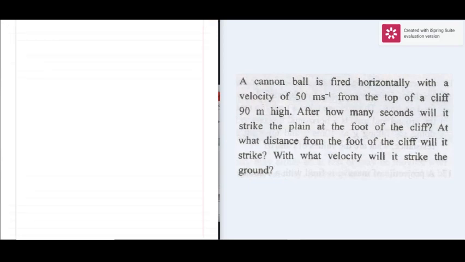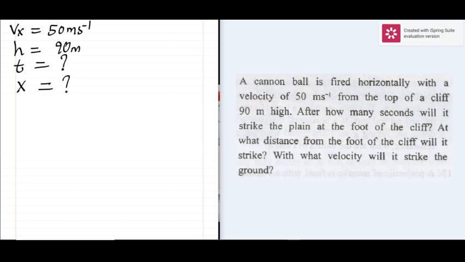The parameter given in this question, initial velocity Vx, is 50 meters per second. The height of the cliff is 90 meters. They're looking for the time at which it strikes the floor, the range from the point of projection to the point where it strikes the floor, the horizontal distance, and also the velocity at which it strikes the ground.